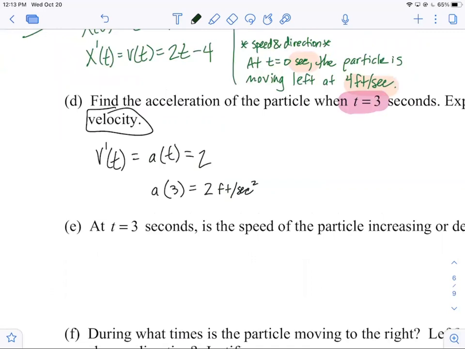So we're not just going to write a sentence and say at t equals 3 seconds, the particle's acceleration is 2 feet per second squared. We got to get the word velocity in there. So acceleration being the rate of change of velocity, and acceleration here being positive, we need to say that the velocity is what? Increasing.